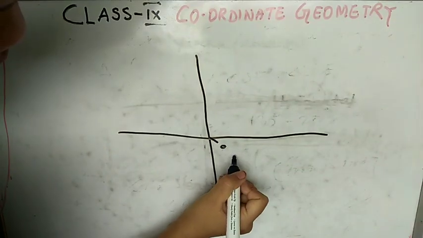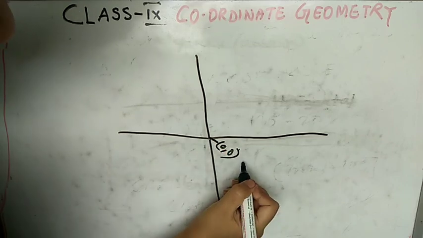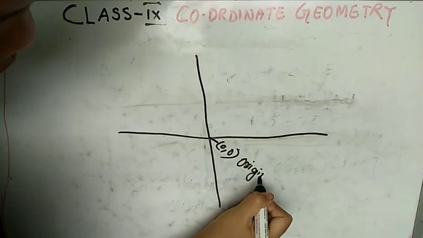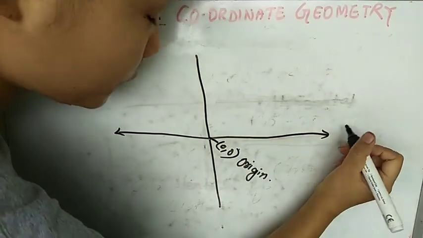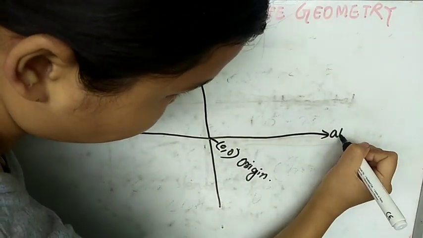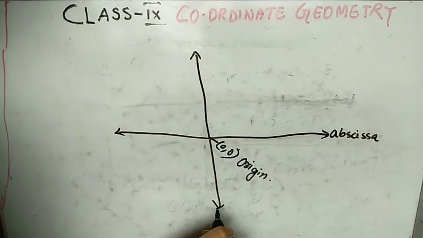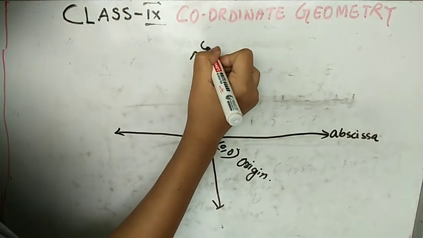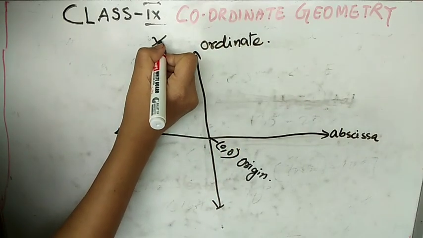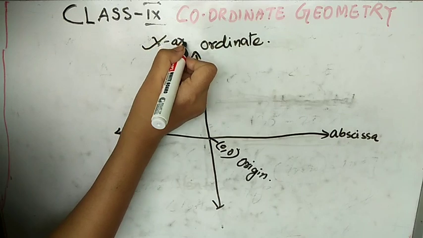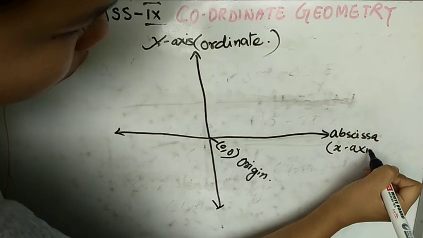Now, I have intersected these two lines giving the coordinates 0, 0. And this point of intersection is known as the origin. Now this horizontal line is also known as the abscissa, and the vertical line is known as the ordinate. We also call this ordinate as y-axis and the abscissa as x-axis.